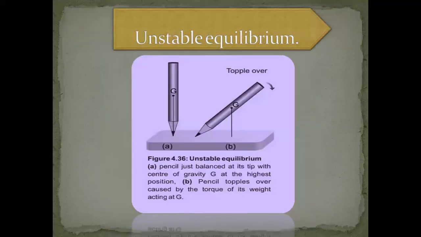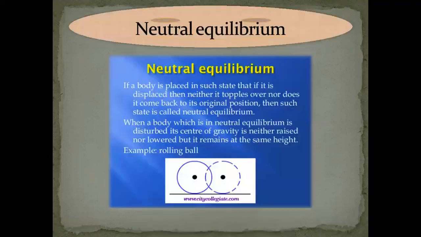Now, this is an example of unstable equilibrium. This is the line passing through the center of gravity, and when the pencil topples over, its center of gravity is at its lowest position. The pencil balances at its tip with the center of gravity at the highest position, and when it topples over, the center of gravity is at its lowest position.